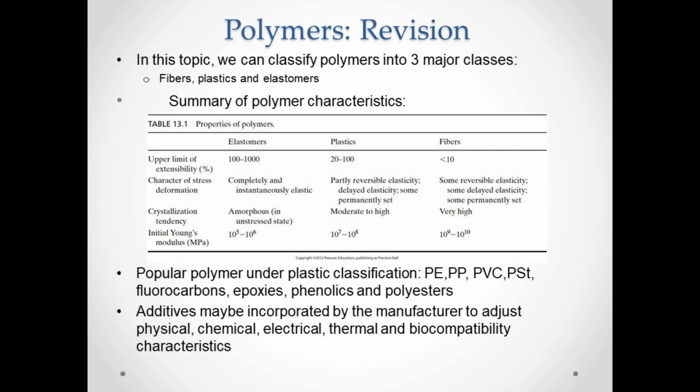Sometimes the manufacturer will add some other chemicals to improve the physical, chemical, even electrical and thermal, and even the biocompatibility characteristics, to achieve what type of polymer they want to have for their product.